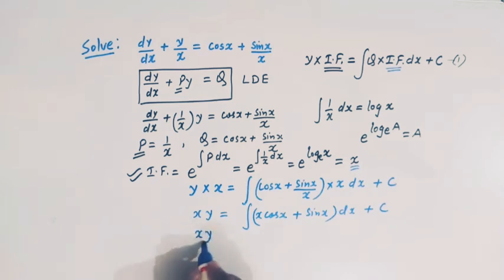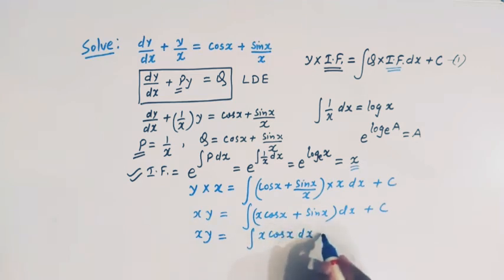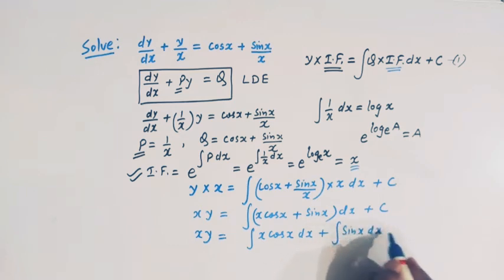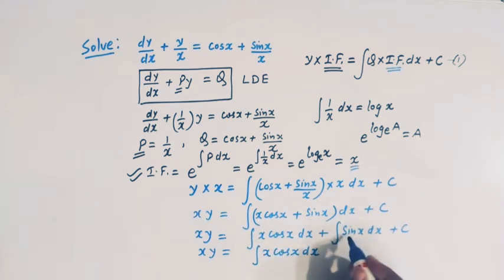Okay, now we can write xy is equal to integral of x cos x dx plus integral of sin x dx plus c, right? Okay, now we can further write it as xy is equal to integral of x cos x dx, and the integral of sin x is minus cos x, plus c, right?